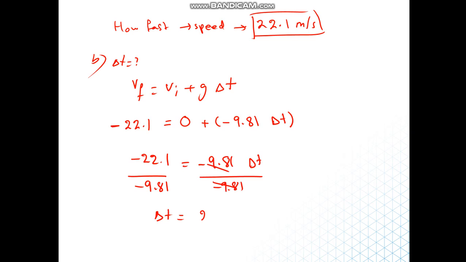To find delta t, divide by 9.81, divide by 9.81. Delta t will be, you can pause the video and solve this one, 2.25 seconds. And this is the time needed for the flower pot to fall down.